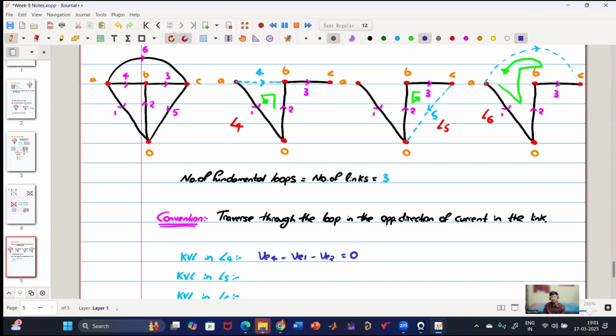So when we are going from B to A, we are going to a higher potential, so plus. When we are going from A to O, we are going to a lower potential, so minus. Similarly, when we are going from O to B, we are going to a lower potential. So that's why minus.